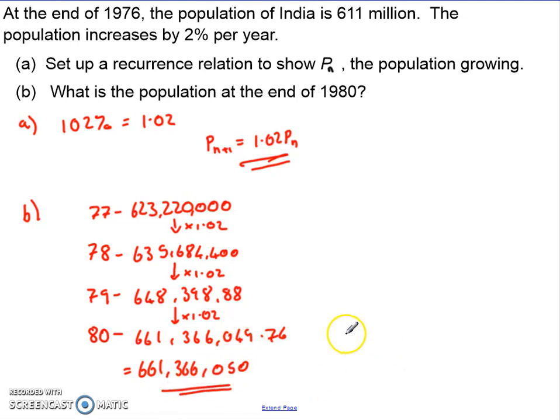So that's the population of India at the end of 1980, a hefty number of folk. But it's the same each time. We're just taking the previous year, multiplying it by 1.02 to get the next year. And it's just working it down stage by stage.